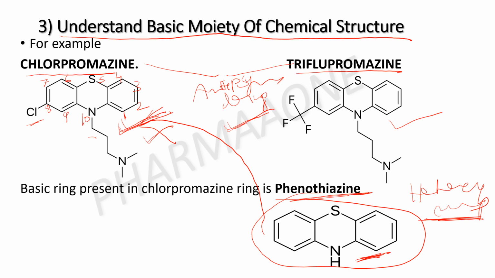After that, in one paper write all the drugs of antipsychotic drugs. After that, compare the drugs. Among them, I will compare chlorpromazine and triflupromazine. Between these drugs, almost all is similar, almost all the same. Here also phenothiazine is the basic moiety, here also phenothiazine.